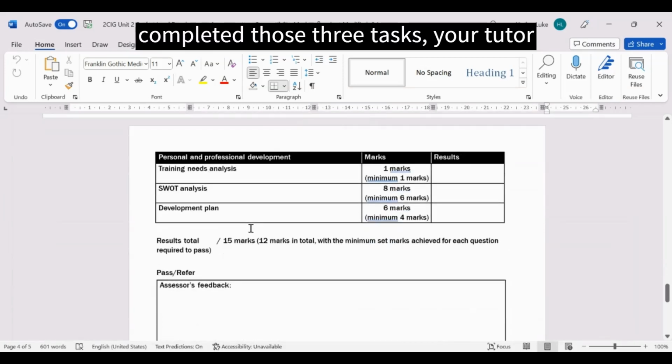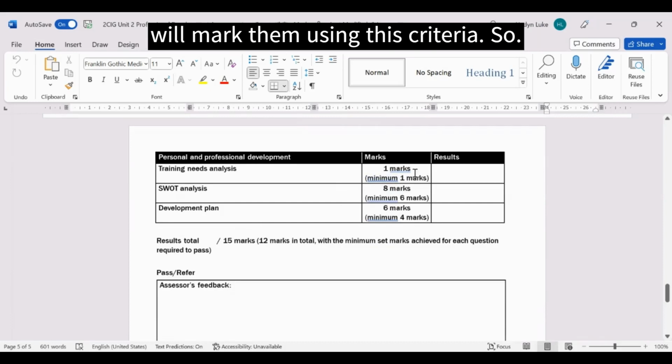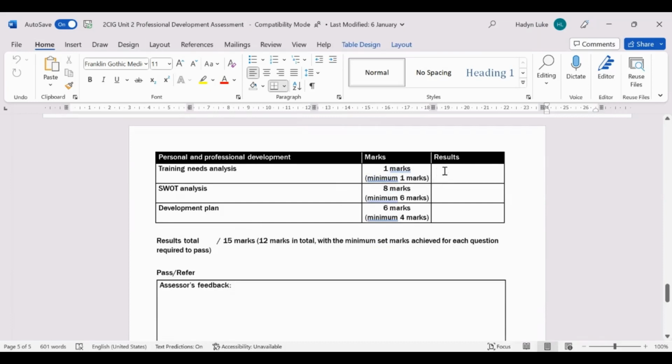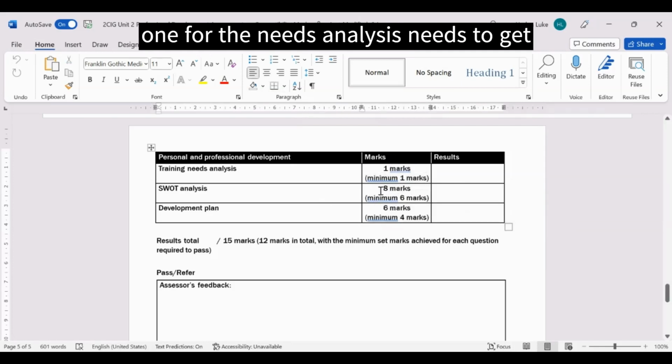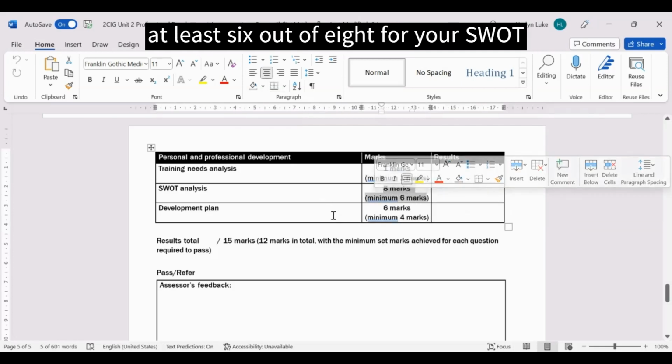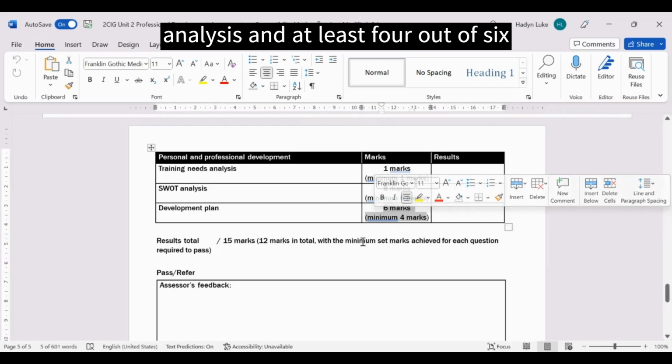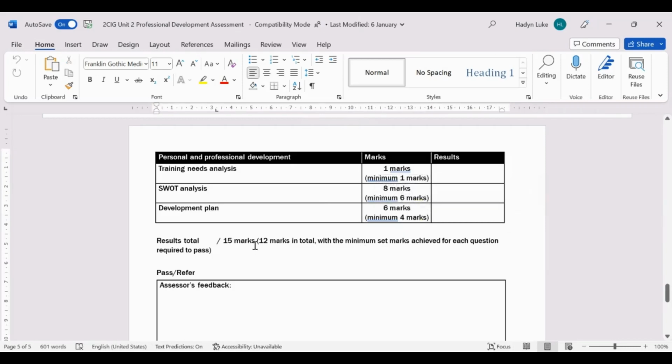Once you've completed those 3 tasks, your tutor will mark them using this criteria. So you need to achieve full marks, 1 out of 1 for the needs analysis. You need to get at least 6 out of 8 for your SWOT analysis, and at least 4 out of 6 for your development plan.